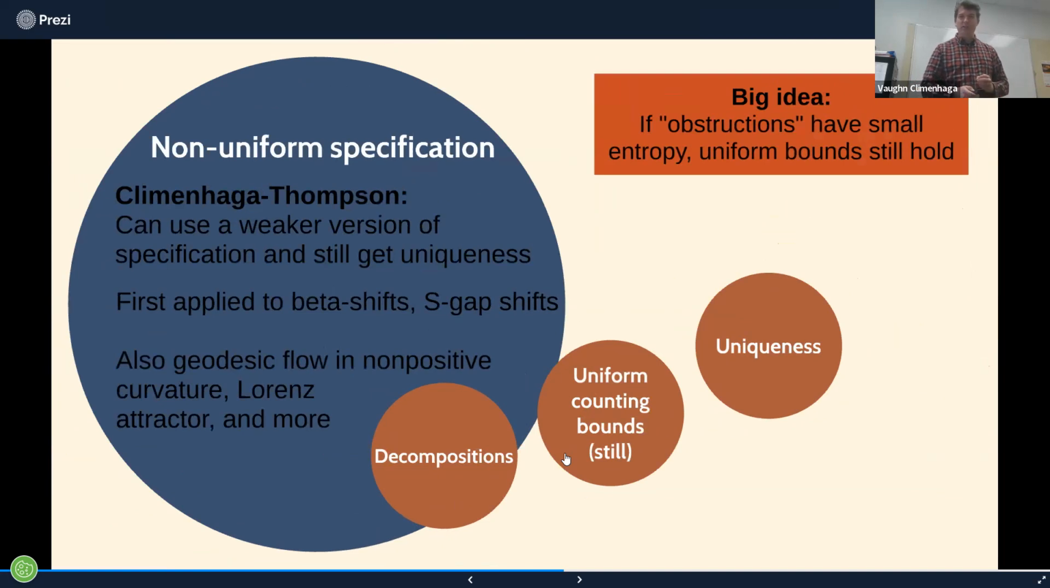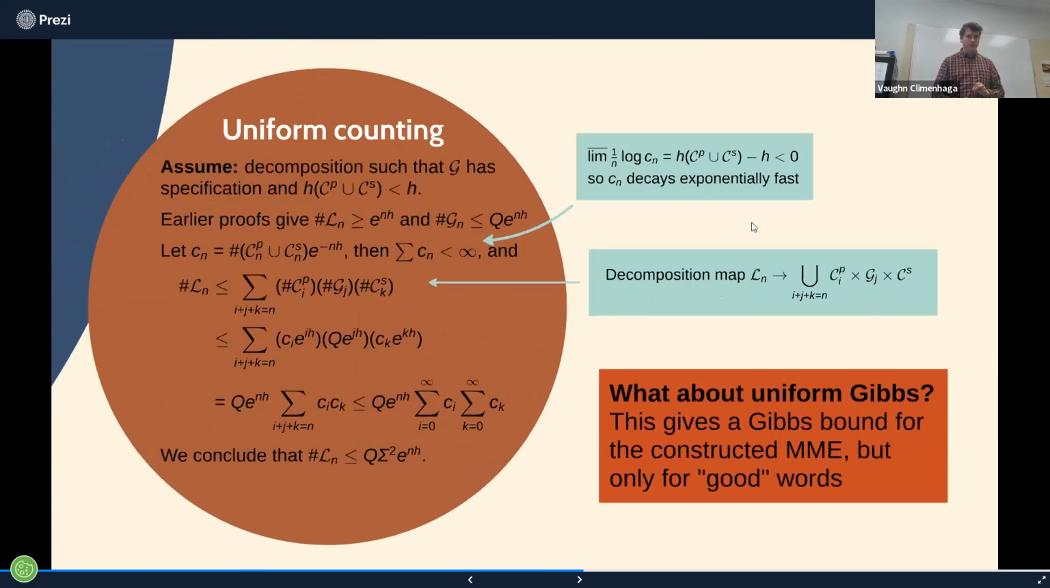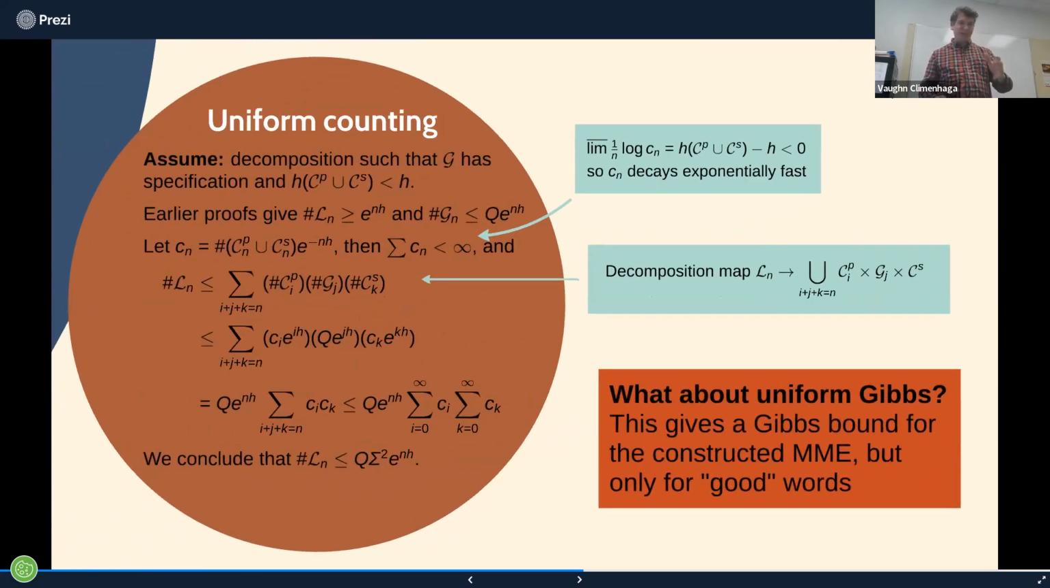Okay, I said the uniqueness theorem is on the next slide. It's not, because I'm trying to get to the big idea. And the big idea is that if these obstructions have small entropy, you still get the uniform bounds that were key to the uniqueness argument. So there's a computation on this slide. The computation's details are there for you to look at later if you want to see what's really going on here. The assumptions are that you have a decomposition where G has specification, so you have these good words, and then the obstructions, the prefixes and suffixes, carry small entropy.